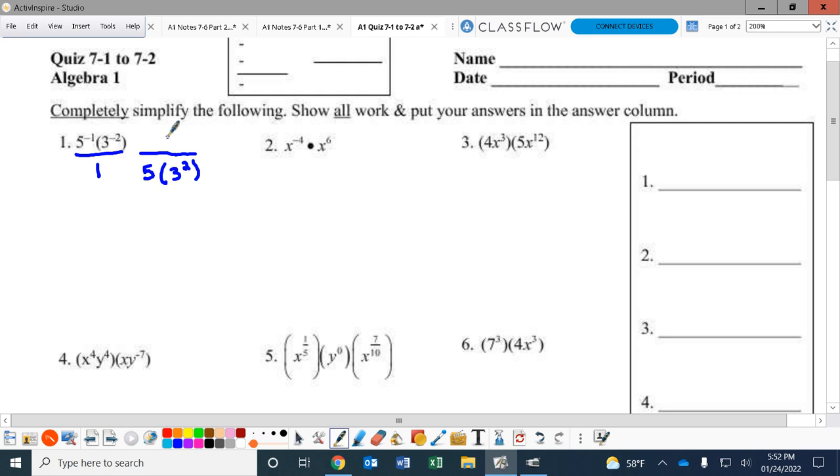From there we need a placeholder of 1 because we don't have anything left on the top. Because of that, then we just type this on the calculator. That would be 1 over, when we type this, it would be 5 times 3 power button 2 equals, which would put us at 1 over 45.